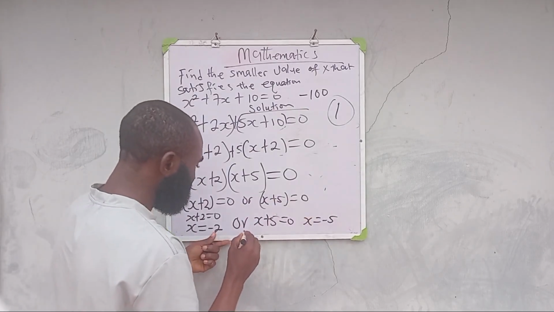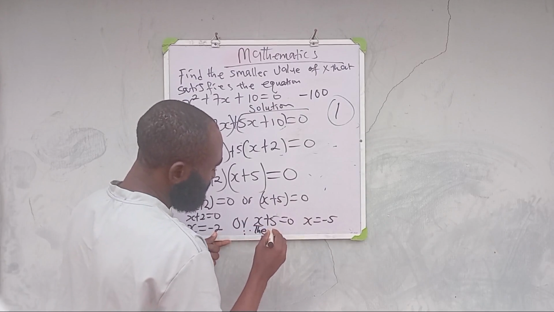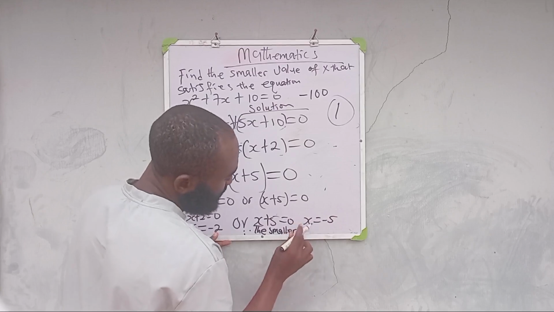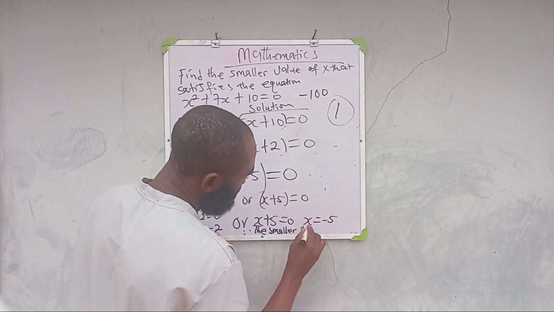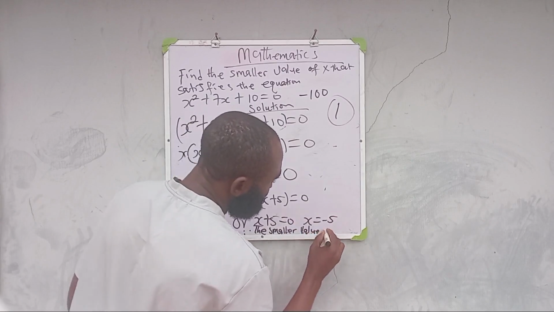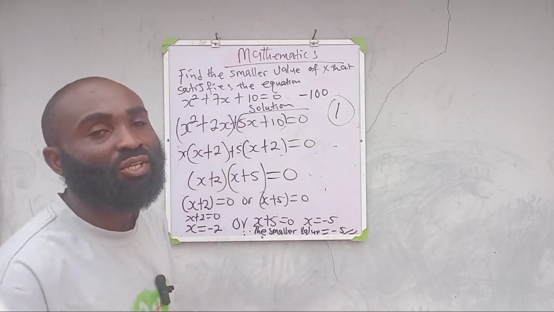Therefore, the smaller value is minus 5.